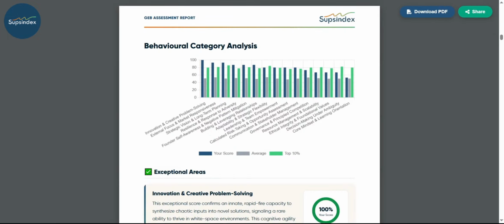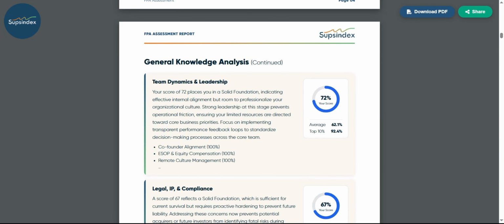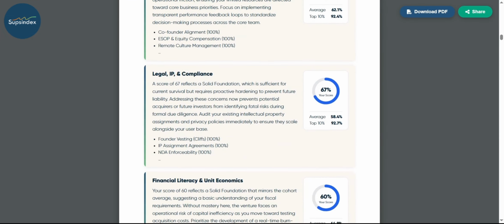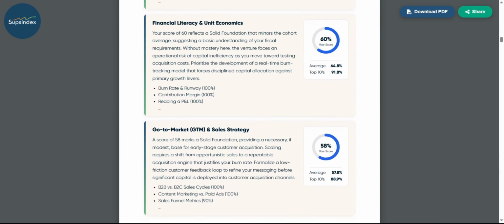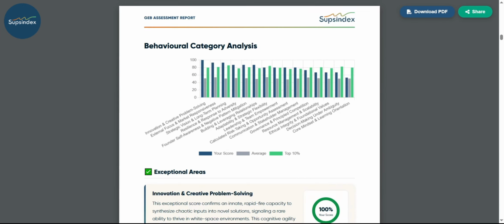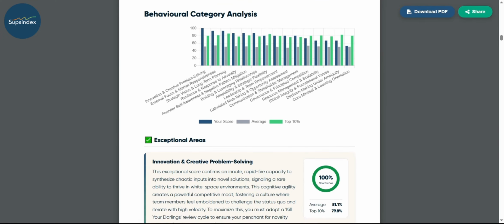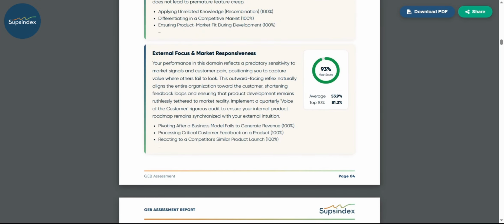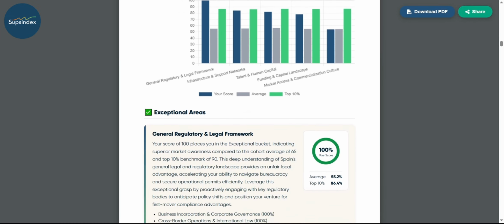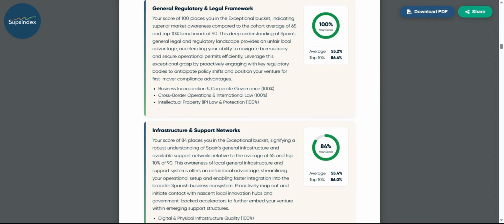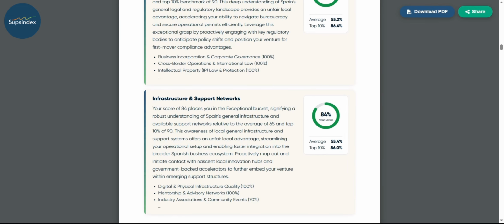As we move into the analysis, charts and score gauges show where the participant stands against the average and top performers. The reports give equal attention to advantages and development areas. For example, FPA may identify exceptional go-to-market knowledge while also highlighting a weakness in monetization. GEB can show a strong leadership alongside difficulties with ambiguity. And EEA can reveal both local regulatory strengths and market access gaps.